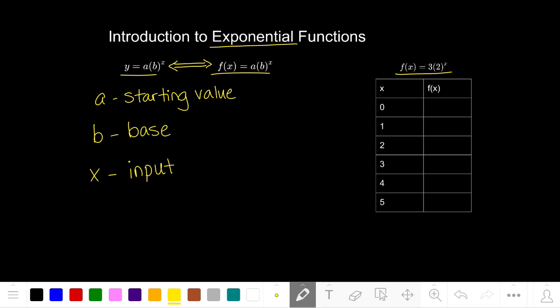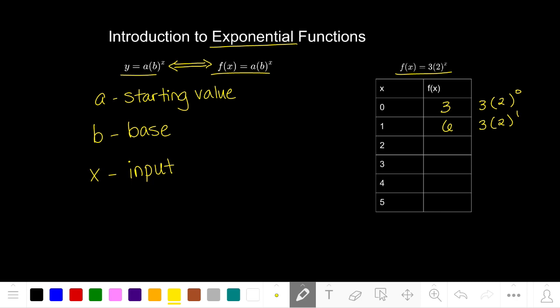let's evaluate a couple of these and see what the outputs look like. If we plug in 0 for our input, then that's 3 times 2 to the power of 0. According to the rules of exponents, anything to the 0 power is 1, and 2 to the 0 is 1. 1 times 3 would be 3. Keep it going in the same way. If we plug in 1, this is 3 times 2 to the first power. 2 to the first power is just itself, leaving us with 3 times 2, which is, of course, 6.